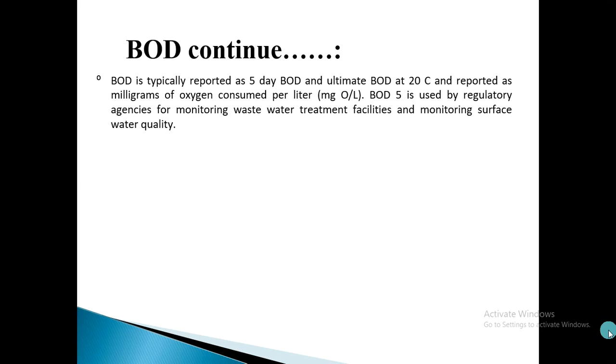BOD5 is used by regulatory agencies concerned with water supply engineering systems, the water supply engineers and different offices, departments, and associated agencies, whether from the government, volunteer groups, or NGOs. So BOD5 is used by those agencies on the 5th day for monitoring wastewater treatment facilities, how to monitor the processes by which treatment of wastewater can be possible, and to monitor surface water quality.